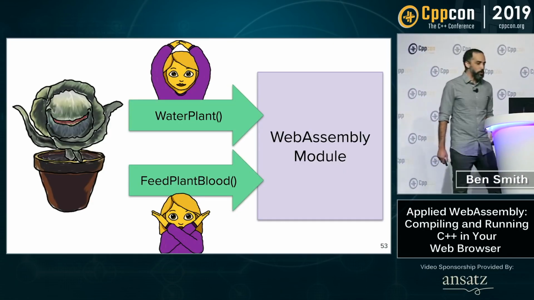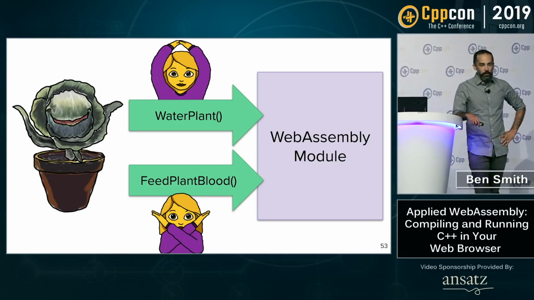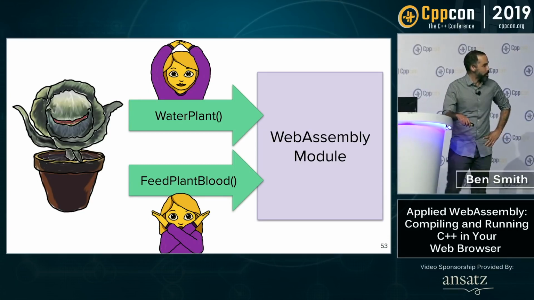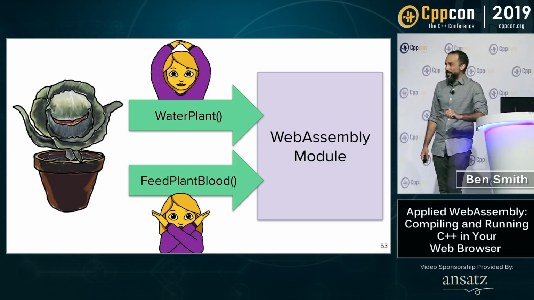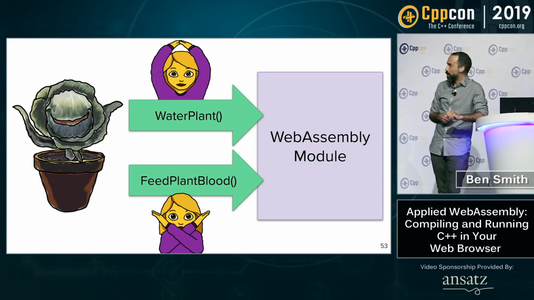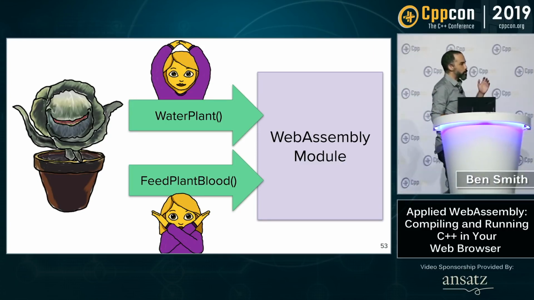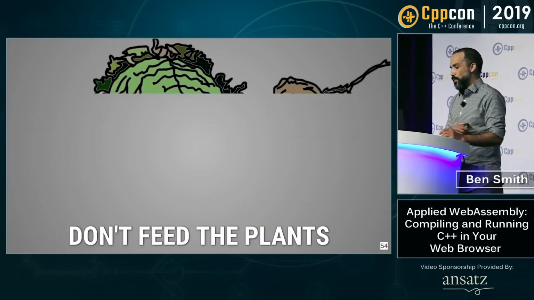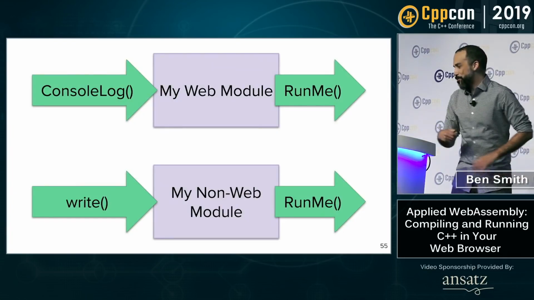So for example, if you have a WebAssembly module that has maybe a carnivorous plant living outside of it, you don't actually have to worry about that carnivorous plant being fed unless you provide a feed plant's blood import. If all you have is water plant, then you're safe. So you can actually rely on this. By the way, yes, don't feed the plants.